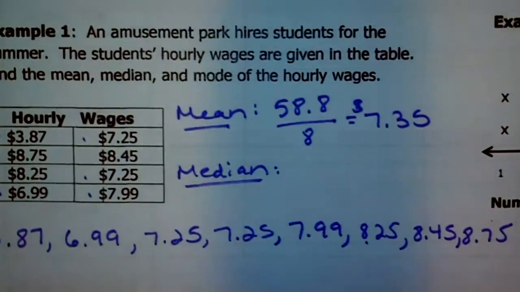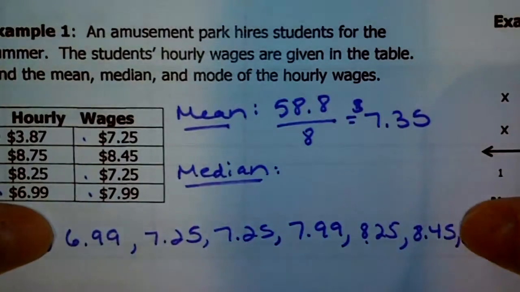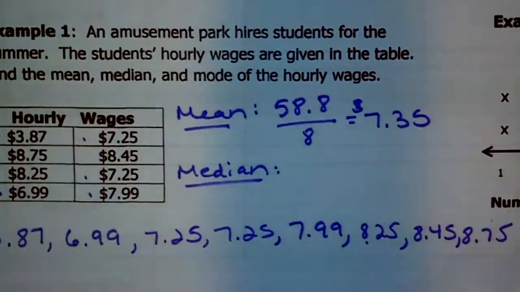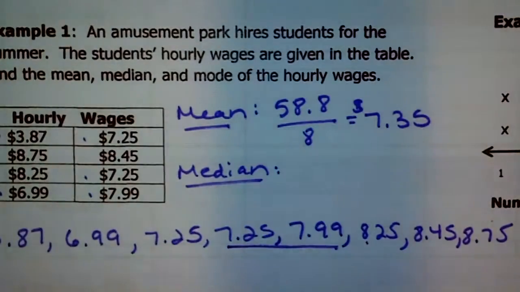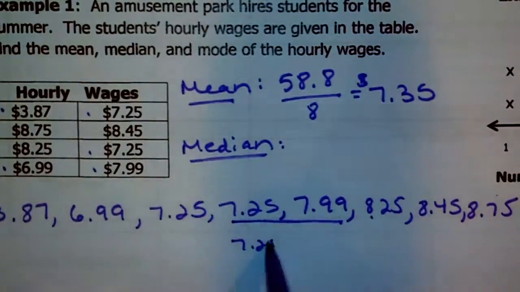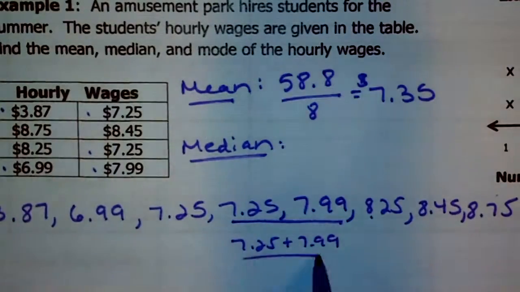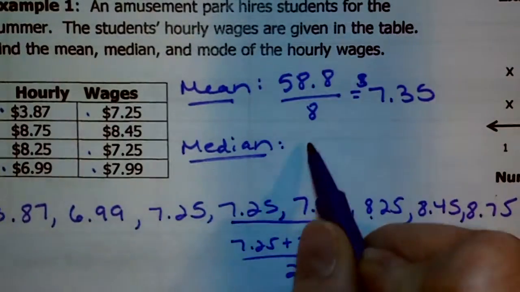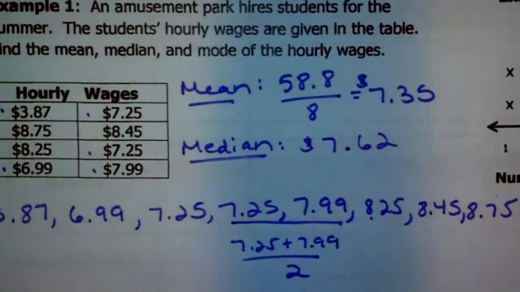Alright, good. So to find the median, I basically just start at each end and work my way towards the center. And when you do that, there ends up being 2 numbers in the middle. Well, we said you can't have 2 medians, so to figure out what the actual median is, I'm going to find the mean of those. So I would take 7.25 plus 7.99 and divide that by 2. And when you take 7.25 plus 7.99, hit enter first, remember, and then divide by 2, we get a median of $7.62.